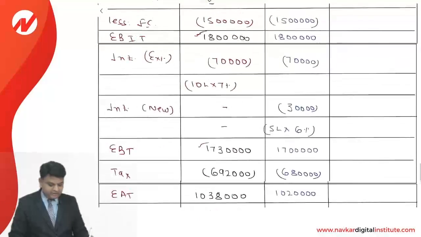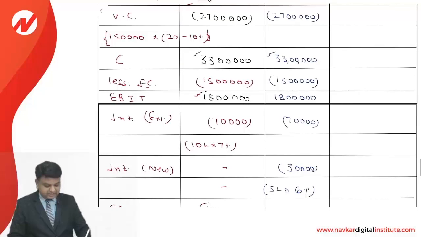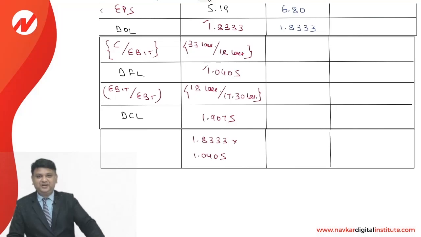As far as the degree of operating leverage is concerned, it is again contribution 33 lakhs divided by EBIT 18 lakhs. So the answer is going to remain same, 1.8333. That is the way the DOL can be calculated.